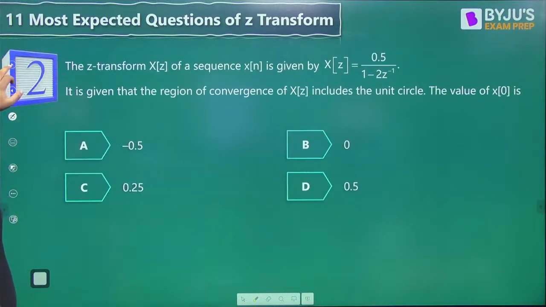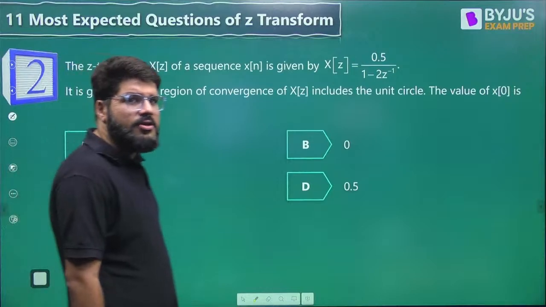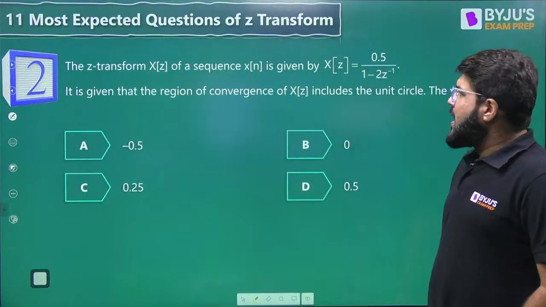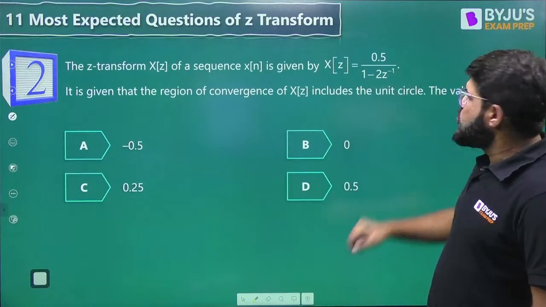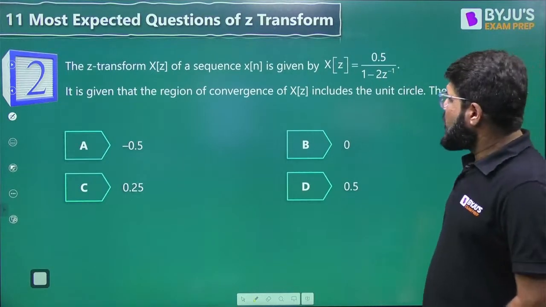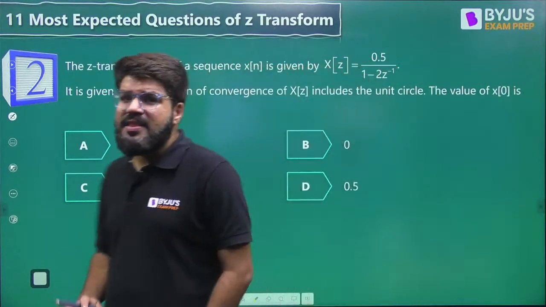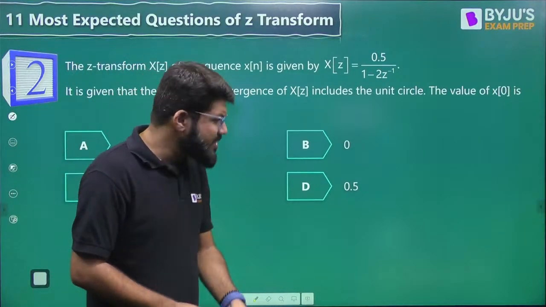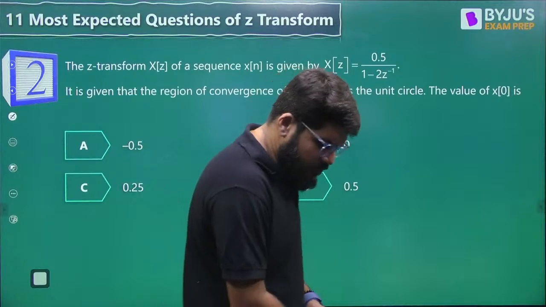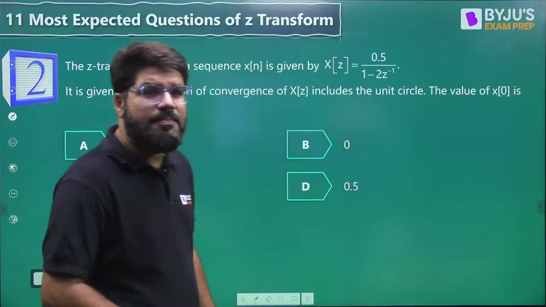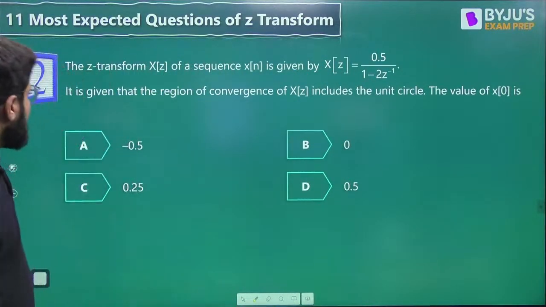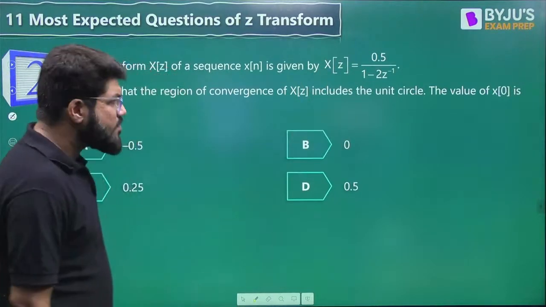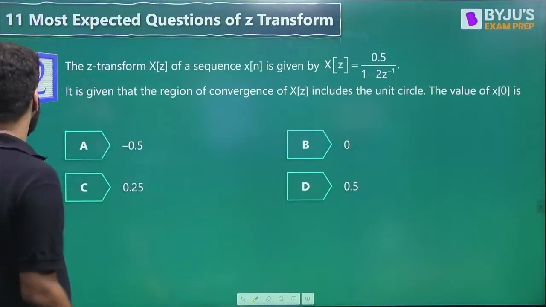Next question, ready? Once again, jumping on your screen. Here it is. The Z transform of a sequence is given to you. X of z is 0.5 upon 1 minus 2z inverse. I've seen in my experience that this question looks very simple, but it confuses students. It has confused many students in the past also. Iska history hai ye, right? It is given that ROC includes the unit circle.